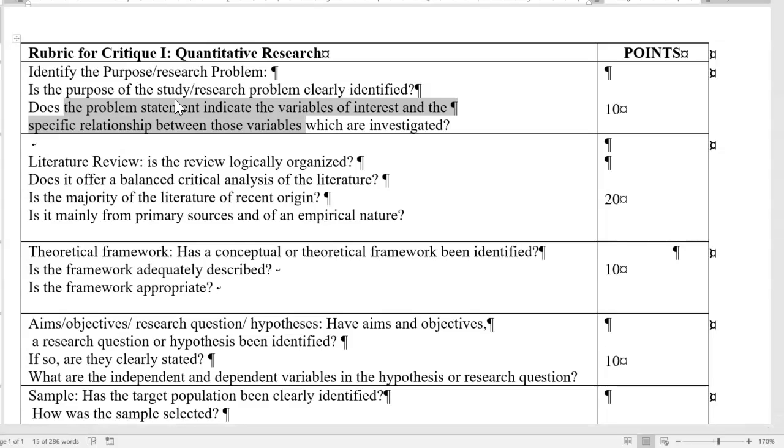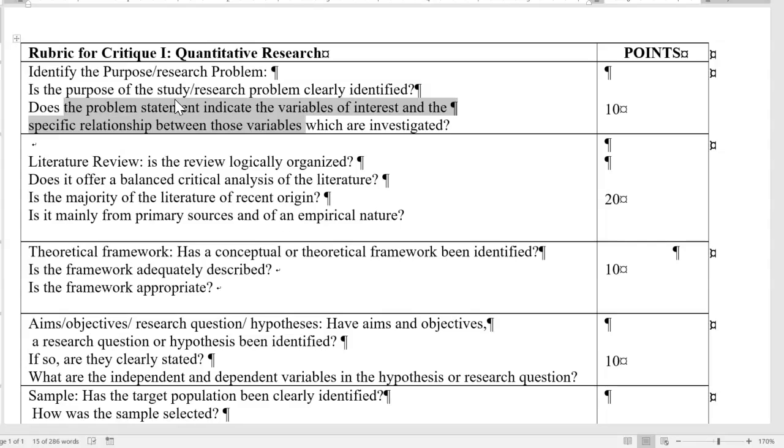So again, it's one of those things where they didn't state it as a hypothesis, at least not in the introduction. It might be later on. So later on, I might change what I put here, but for now, I'm going to say that they did not state a specific relationship between those variables.